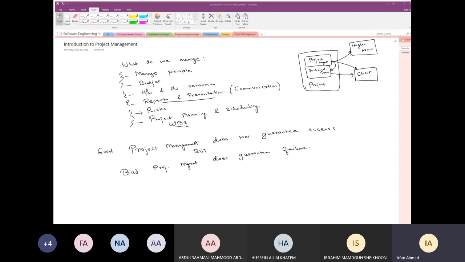That's true. But what I'm trying to say is some people are naturally inclined towards technical work, and some people are naturally inclined towards management work. So some people are good at communicating, writing reports, explaining, resolving conflicts.